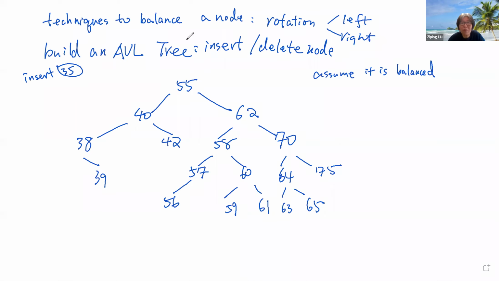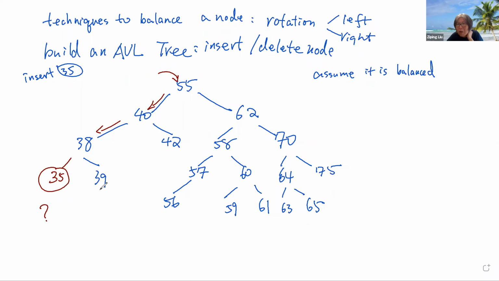So insert 35. It still just works like a binary search tree: you start at the root node 55 and you compare, it's less than, so you go to left. It's less than this node, you go to left. It's less than, but to the left doesn't have anything, it's null. So we can create a new node and add it. So 35 is added.